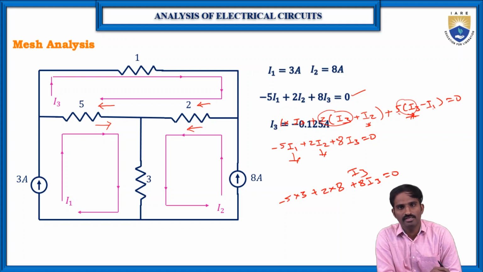In this way, we can find the unknown loop current, because loop 3 we don't know. Loop 1 and loop 2 directly have the current sources, so we can directly get the current flowing through loop 1 and loop 2. But the loop 3 current we can find in this way.